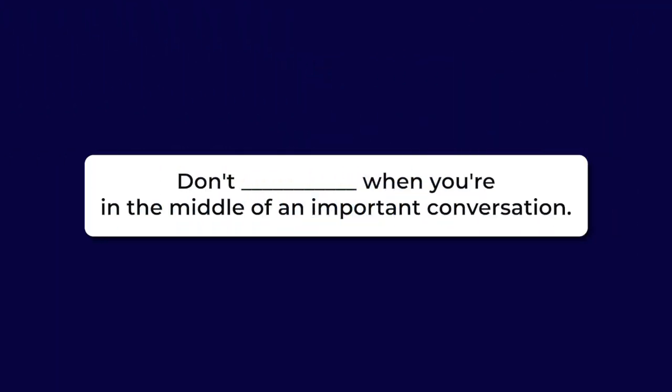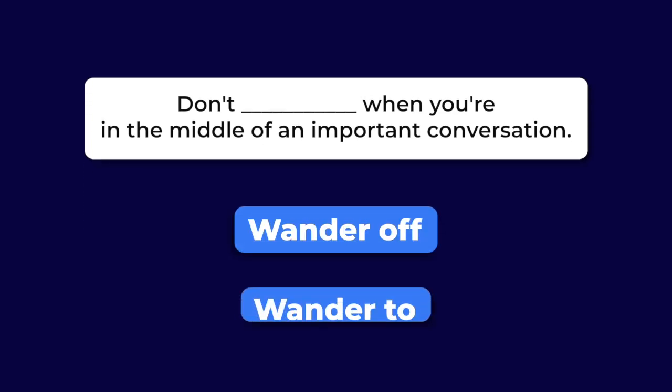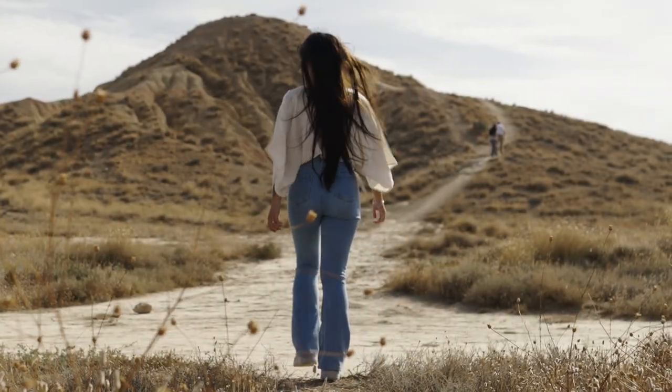Don't blank when you're in the middle of an important conversation. Don't wander off or don't wander to. The correct answer is wander off. Don't wander off when you're in the middle of an important conversation. So if you're speaking to someone about something really important and all of a sudden you start to walk away, we call that wandering off. In the English language, the verb to wander just means to walk aimlessly with no mission or no objective. You're just exploring or you're just getting lost.